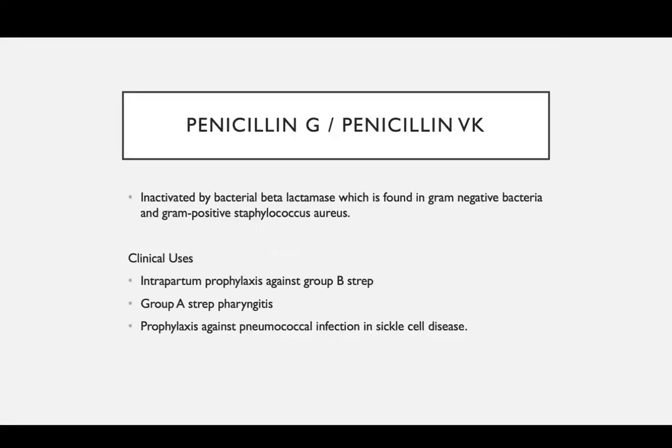Next, we have our penicillin G and penicillin VK. So these are actually inactivated by bacterial beta-lactamase, which is typically found in gram-negative bacteria and also gram-positive Staph aureus. Clinical uses for these two, you'll see them being used for intrapartum prophylaxis against group B strep. They're also used for group A strep pharyngitis. And you'll see these used prophylactically against pneumococcal infections in patients with sickle cell disease.